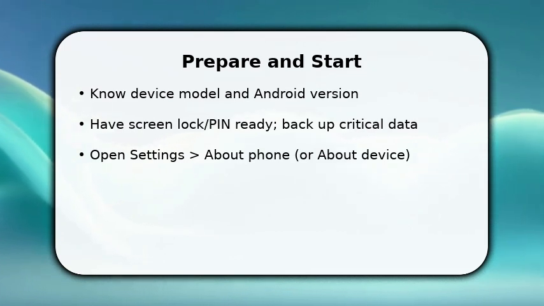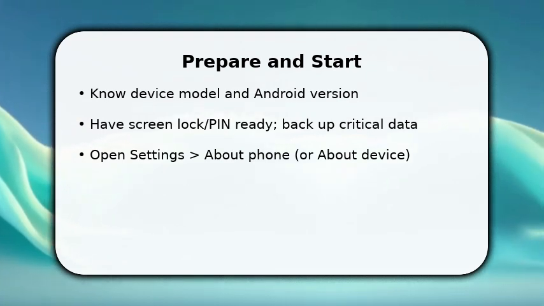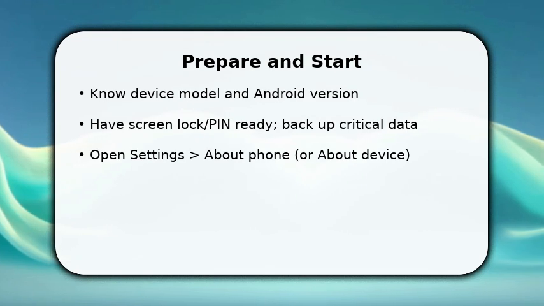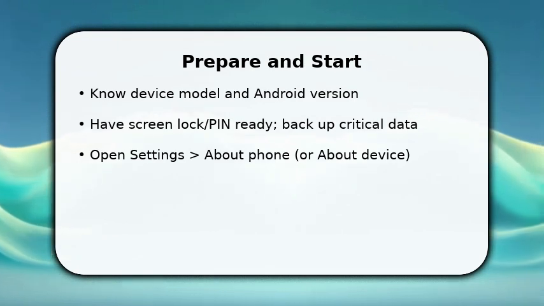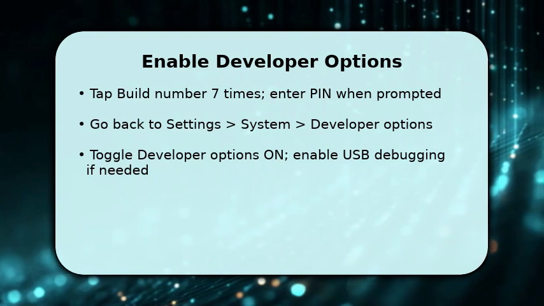Now find Build Number or Software Info. That is where the enabling action begins. You tap Build Number 7 times quickly. When prompted, enter your PIN or pattern. Once Android confirms you're a developer, go back to Settings and look for System, then Developer Options.